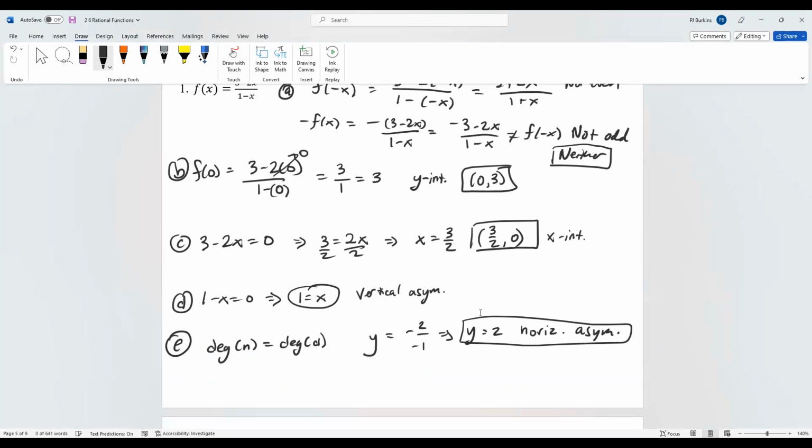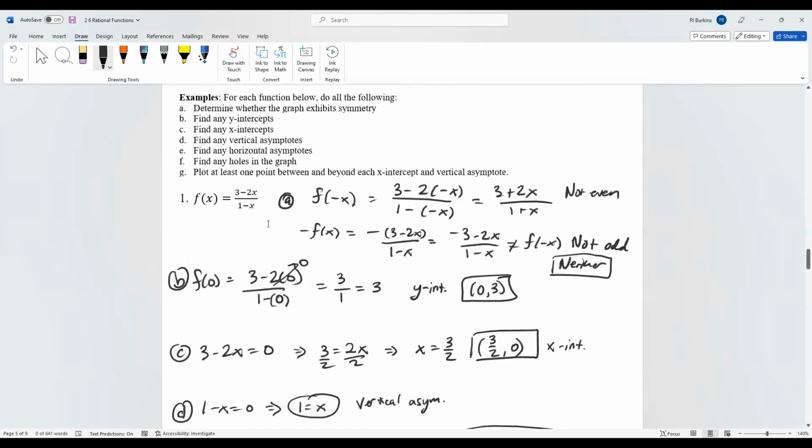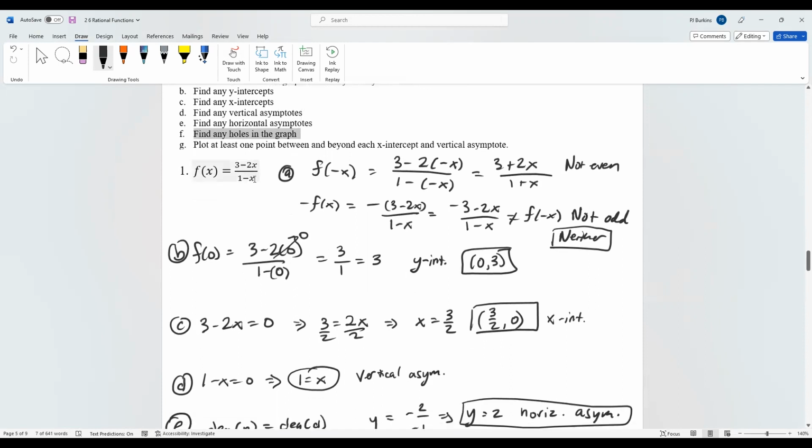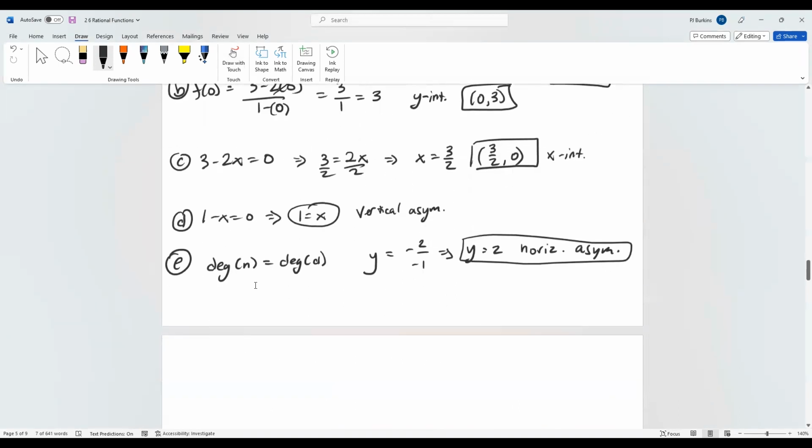Okay. Second to last, it says find any holes. That would require the numerator and denominator to have the same factor. But the numerator can't be factored, right? 3 and 2 don't have a common factor. There's no common factor of an x in there. So we can't do anything with that numerator. So we're going to say that there are no holes.